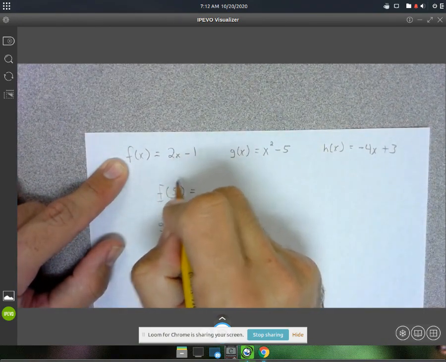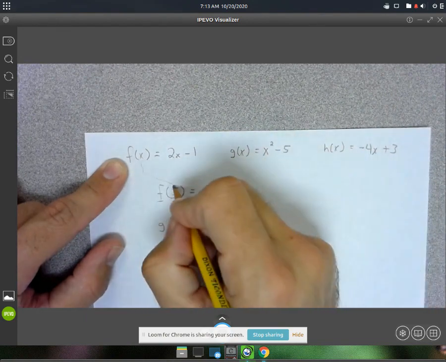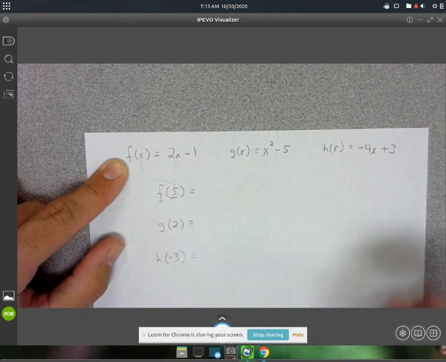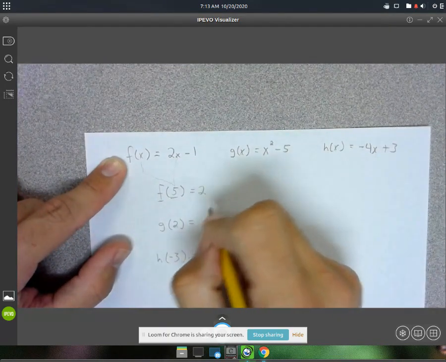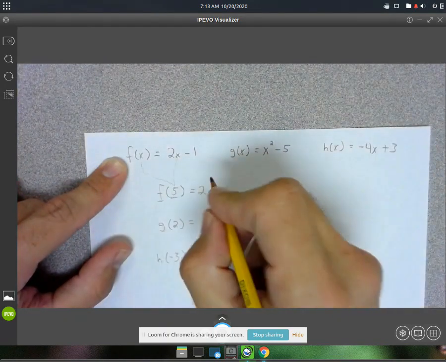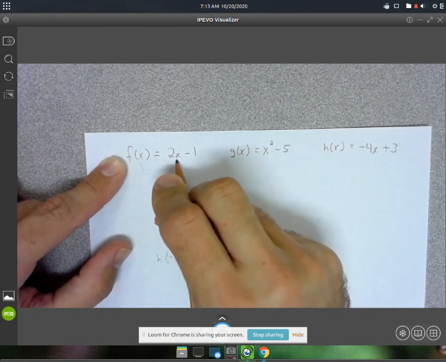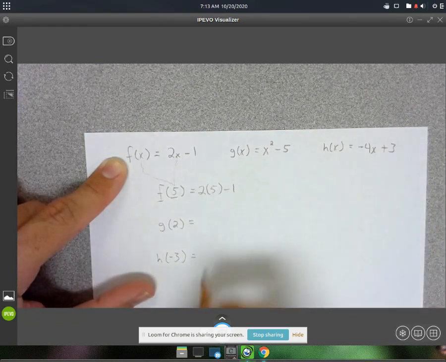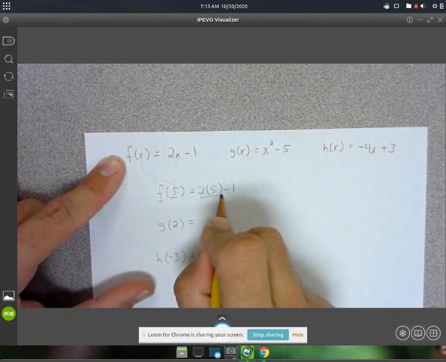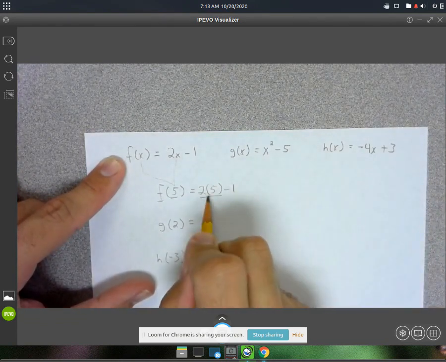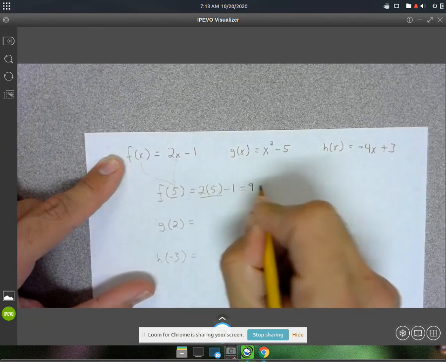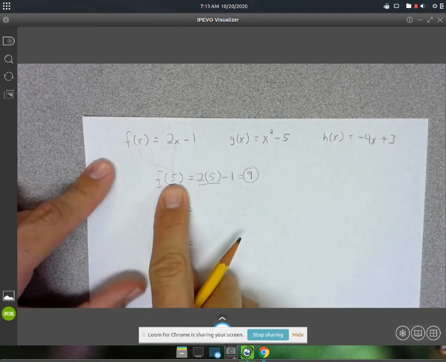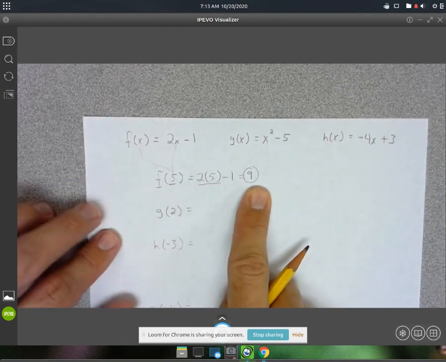All right, so it's like we're plugging in a 5 here and plugging in a 5 there. But this is the only side that we really care about. So it's just evaluating a function is what this is called. So it's 2, and then instead of an x, we're putting a 5 minus 1. Okay, and then you just evaluate it. 2 times 5 is 10. 10 minus 1 is 9. Okay, so that is f of 5. So when you input 5, you get 9 back.